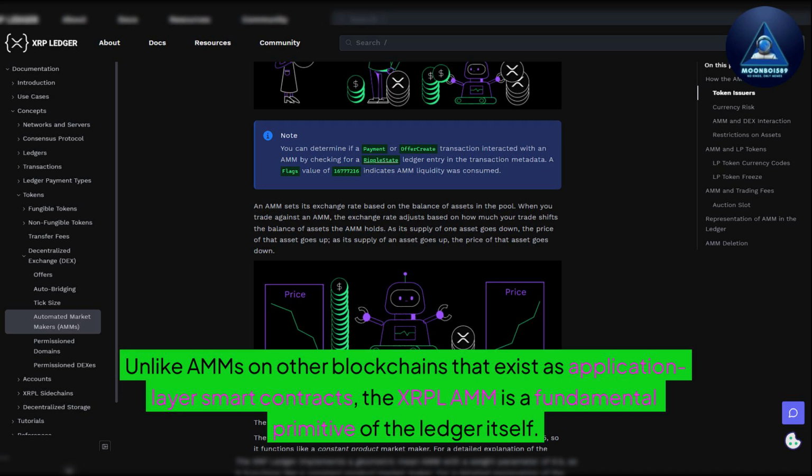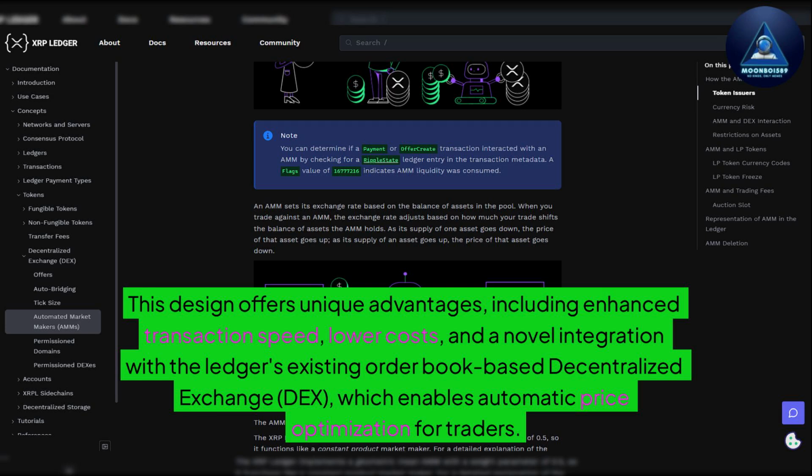Unlike AMMs on other blockchains that exist as application layer smart contracts, the XRPL AMM is a fundamental primitive of the ledger itself. This design offers unique advantages, including enhanced transaction speed, lower costs, and a novel integration with the ledger's existing order book-based decentralized exchange, DEX, which enables automatic price optimization for traders.